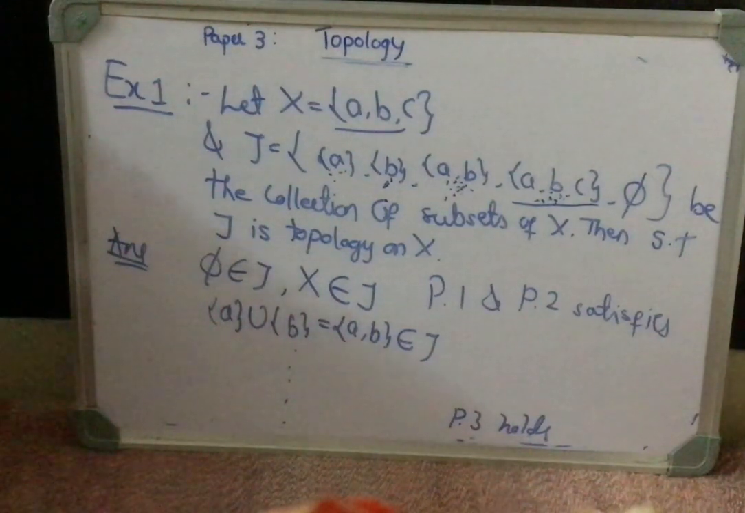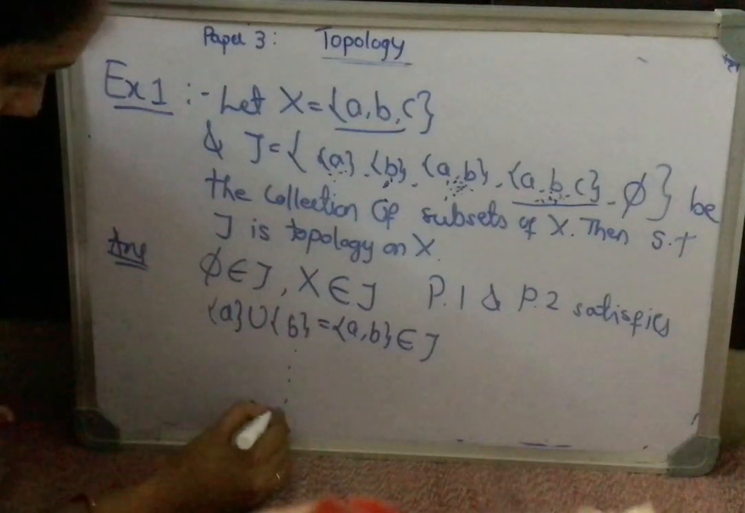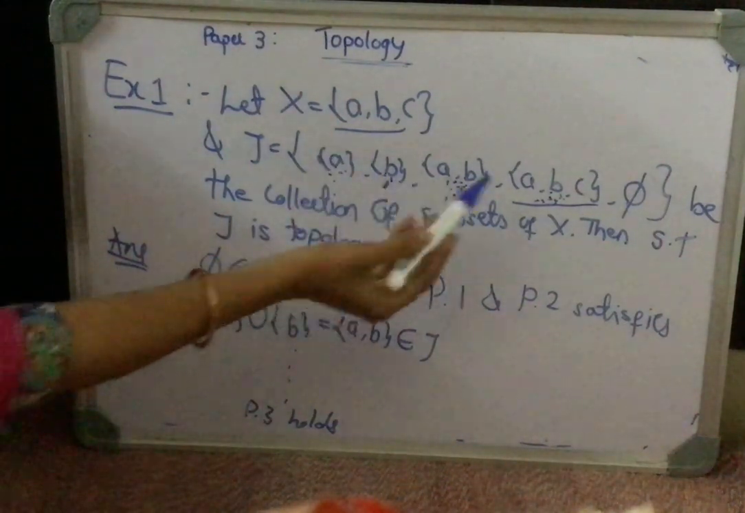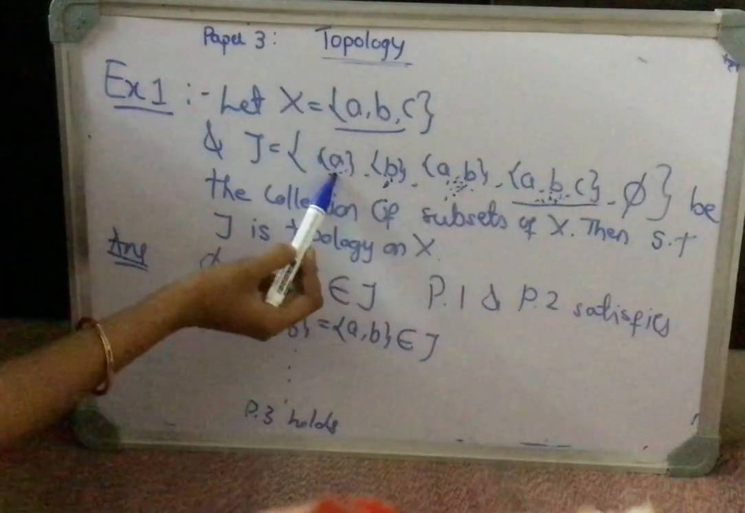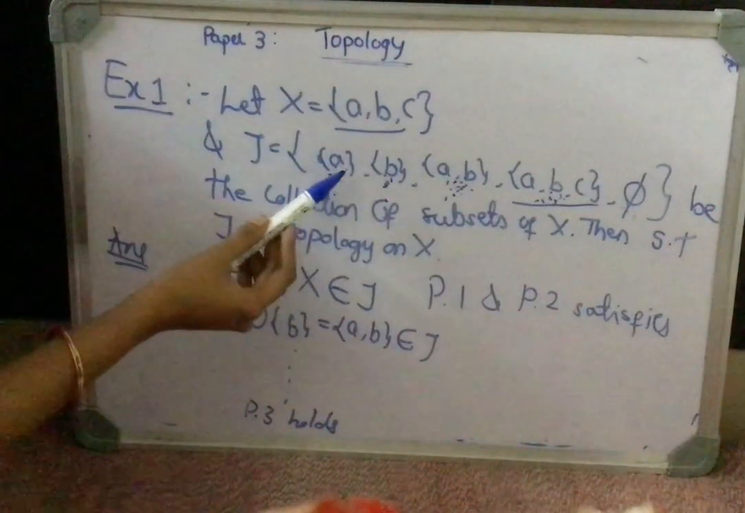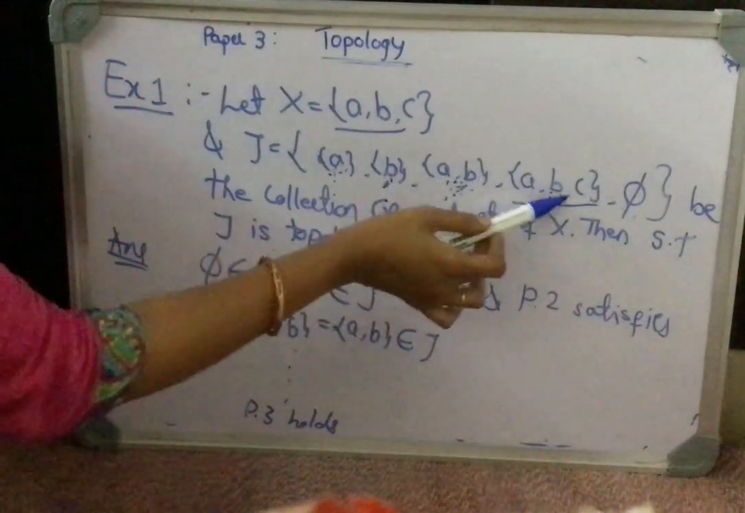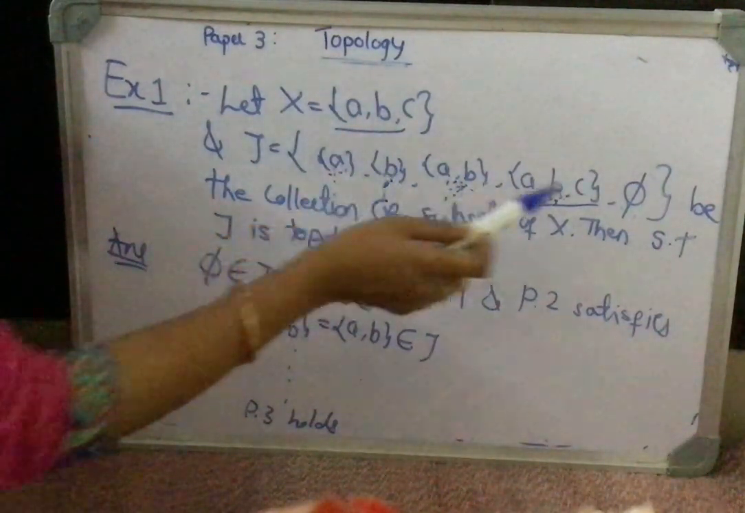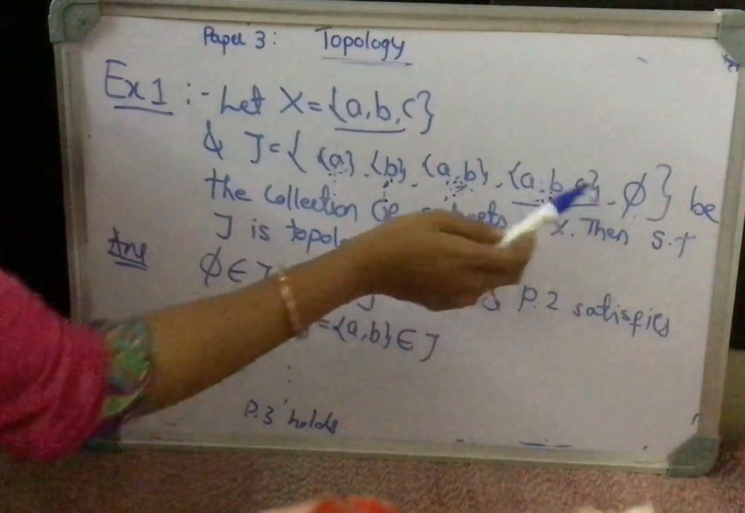Similarly P4. For P4, intersection. A intersection B is the empty set. A intersection AB is A. A intersection ABC is A. A intersection empty set is again the empty set. B intersection A is the empty set. B intersection AB is B. B intersection ABC is B. Next, B intersection empty set is the empty set. AB intersection ABC is AB.